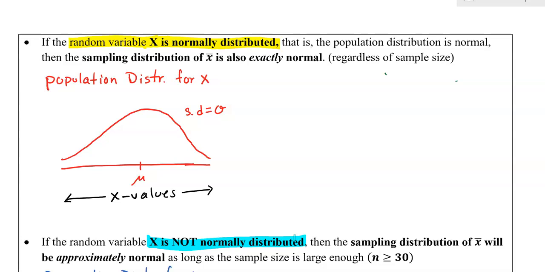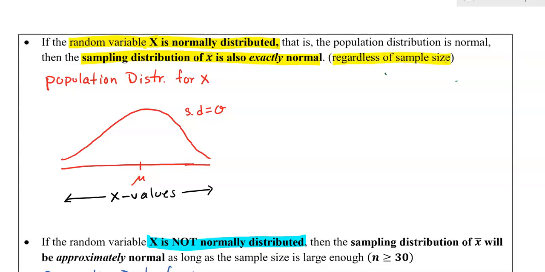So here I have the picture. x is said to be normally distributed, so I have a normal distribution for x. This is what we call the population distribution. It's based on all the x values of the variable, so it's based on the individual values of the people or the objects or the items. The mean is at the center, which is mu, and the standard deviation, of course, is sigma. So the central limit theorem says that the sampling distribution of x bar will also be exactly normal, and for this one, it is regardless of the sample size that we pick.